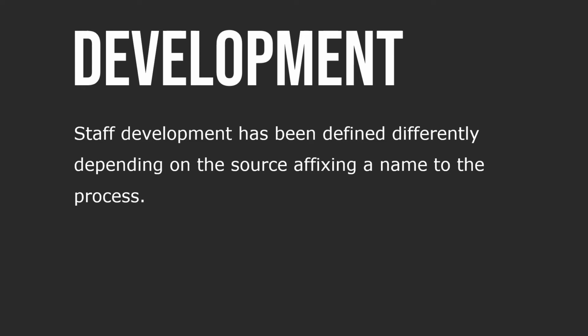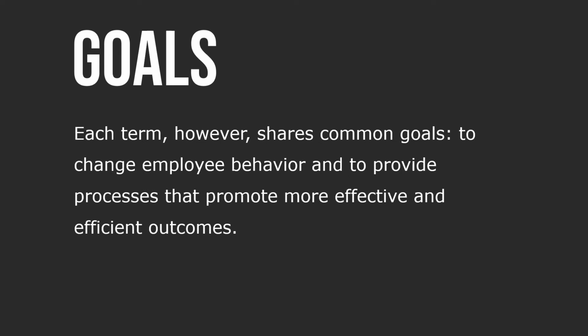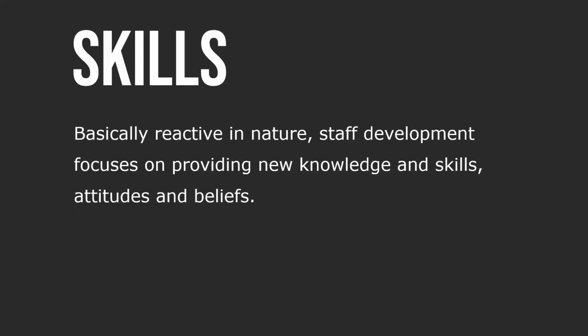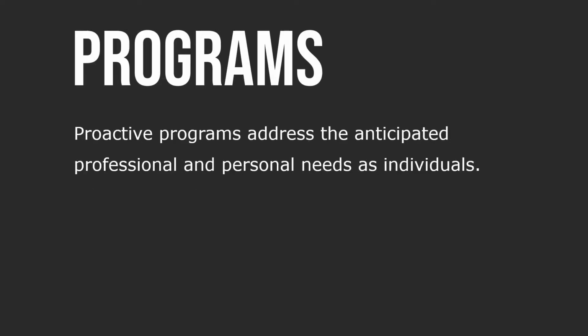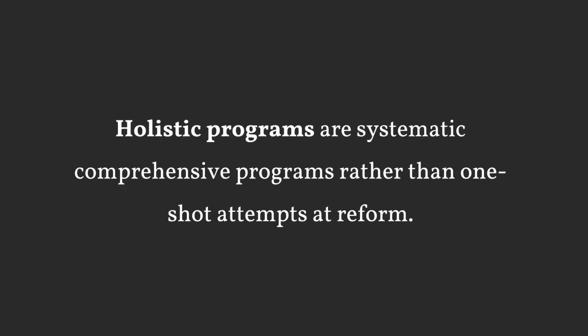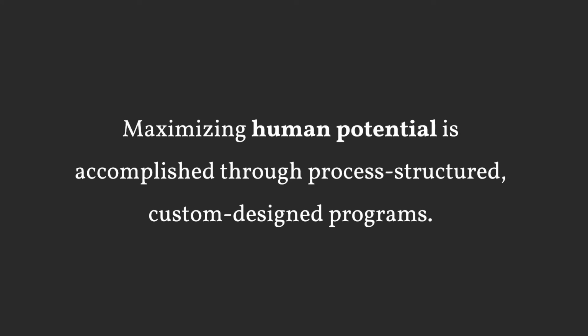Staff development has been defined differently depending on the source affixing a name to the process. Each term, however, shares common goals: to change employee behavior and to provide processes that promote more effective and efficient outcomes. Basically reactive in nature, staff development focuses on providing new knowledge and skills, attitudes, and beliefs. Proactive programs address the anticipated professional and personal needs of individuals. Holistic programs are systematic, comprehensive programs rather than a one-shot attempt to reform. Maximizing human potential is accomplished through process, structured, custom-designed programs.